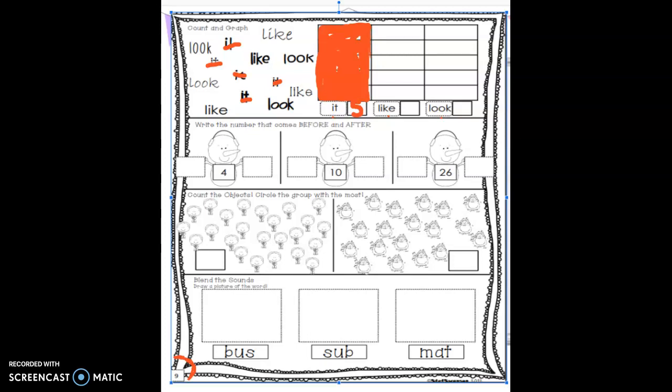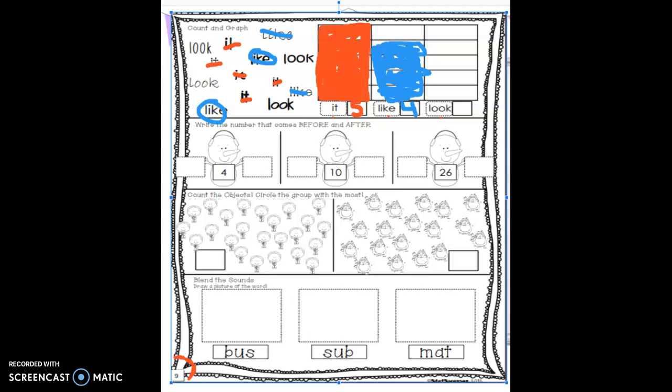Next, I am going to find all of the like. So, let me get a different color, like. 1, 2, 3, 4. 4 likes. So that means I need to color 4 of these. So 1, 2, 3, 4. 4 likes. Good. Hopefully you do a better job. Yes, there. All right. 4 likes.